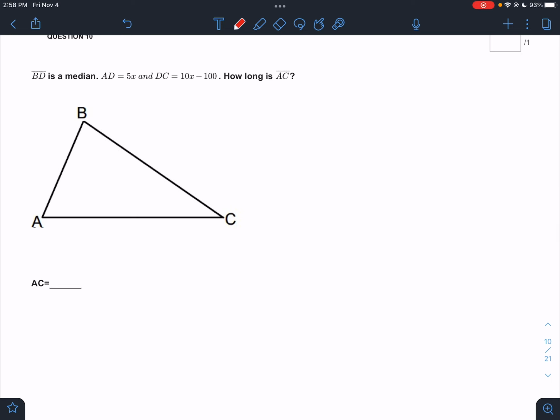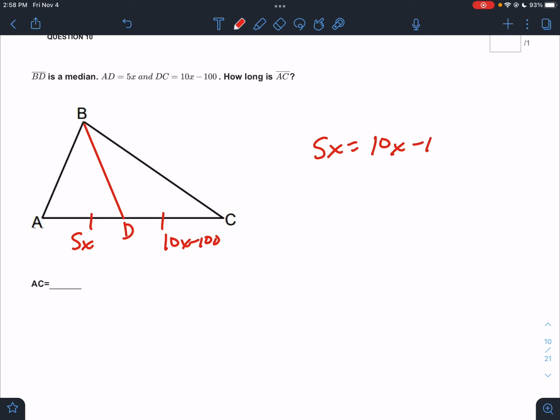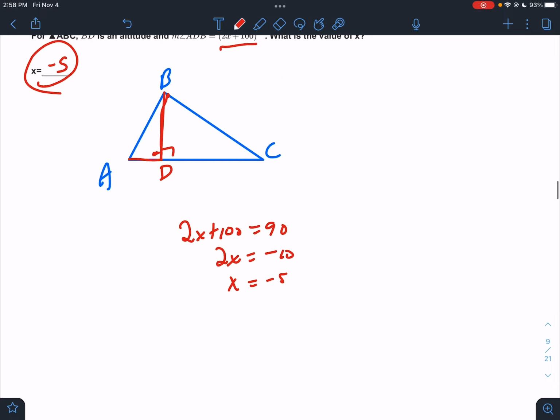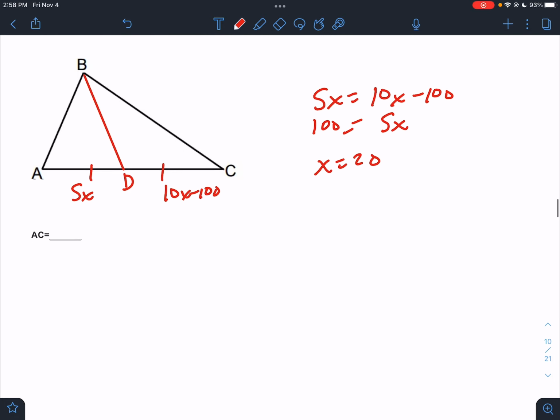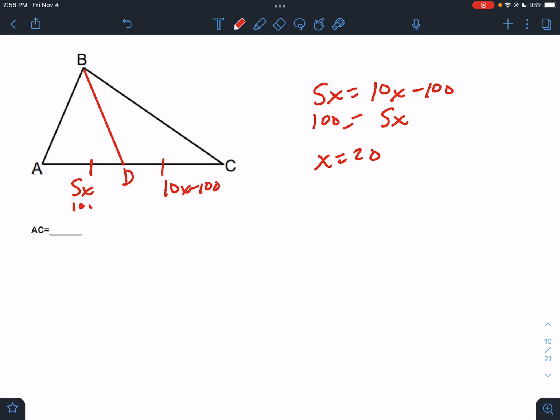BD is a median this time. Same picture. If it's a median, it hits the midpoint. So if AD is 5x and DC is 10x minus 100, and I know it's a median, then I know that 5x has to equal 10x minus 100. So 5x would equal 100, x would have to be 20. Let me make sure that it asks for x over here. Yeah, x equals negative 5. This one says AC though. Well, if x is 20, this would be 100, and this would be 100, so AC would be 200. Medians have to hit the midpoint.